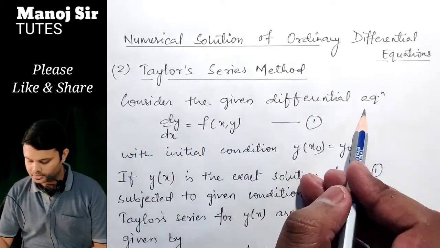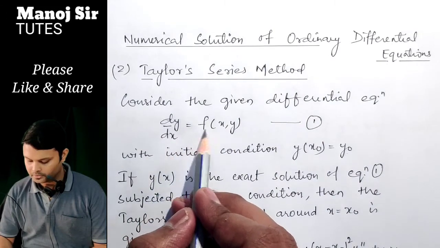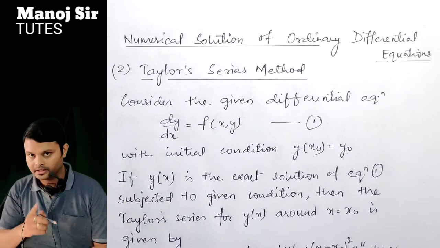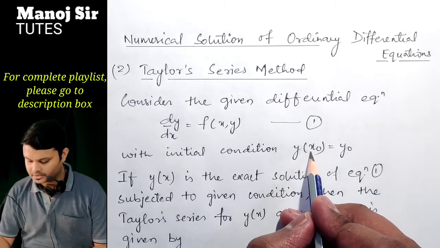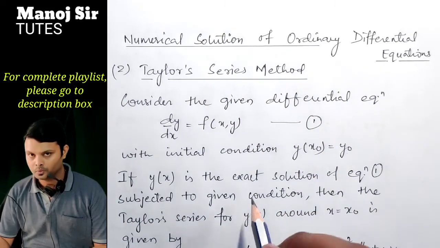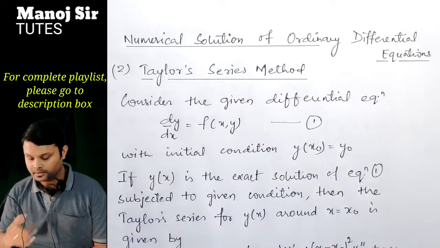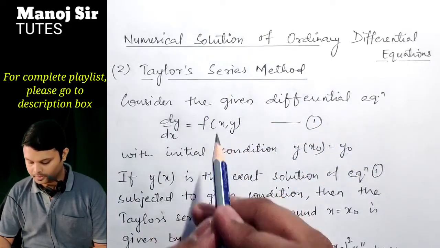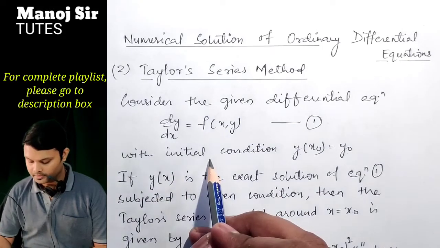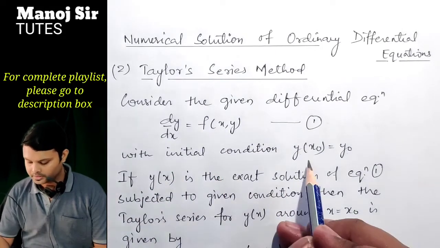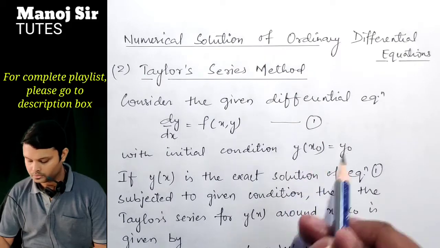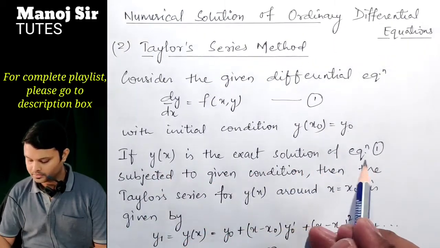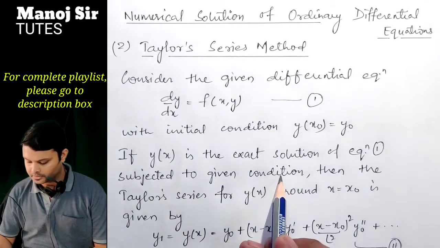Consider the given differential equation, that is dy upon dx equals f of x comma y, and let's suppose this is my equation number 1. And we must have an initial condition, that is at x equals x naught, y equals y naught. Here we will have one differential equation in the form of f of x comma y, then we will have one initial condition, that is at x equals x naught, y equals y naught. Let's suppose y of x is the exact solution of equation 1 subject to the given condition.